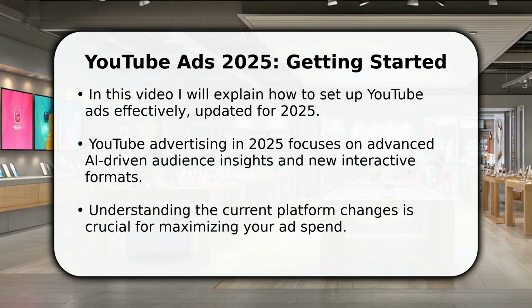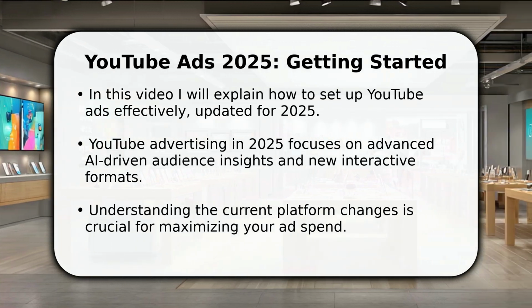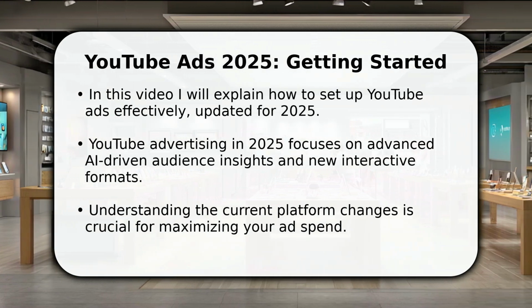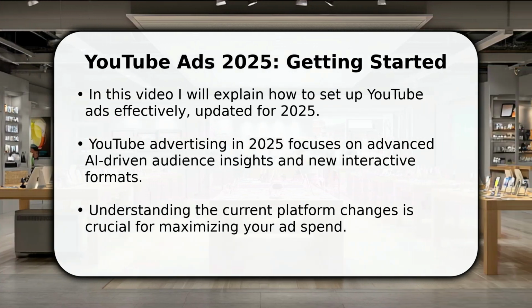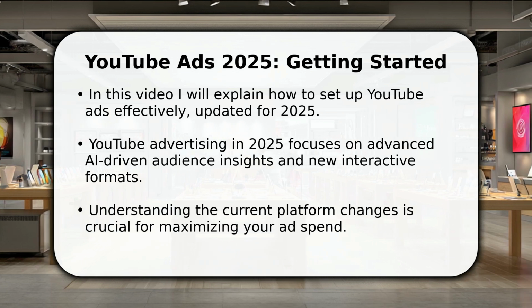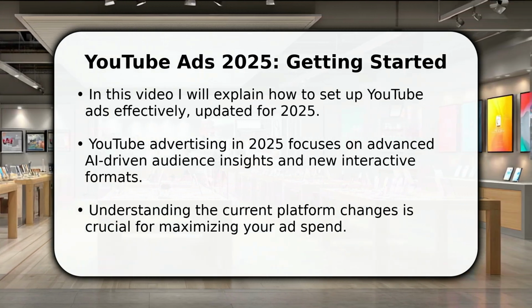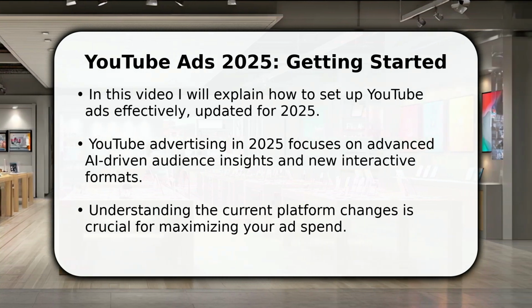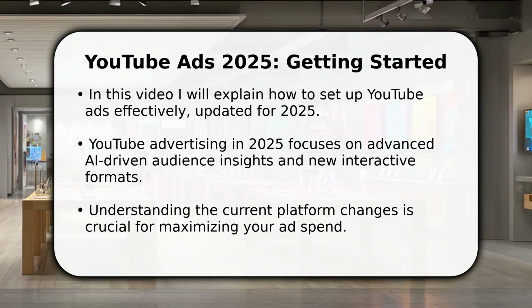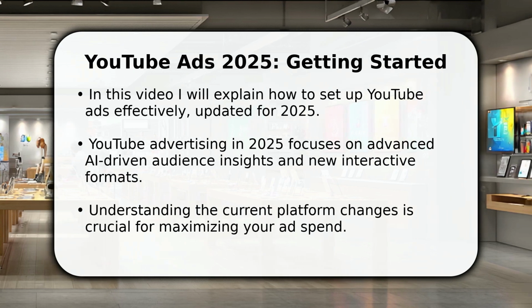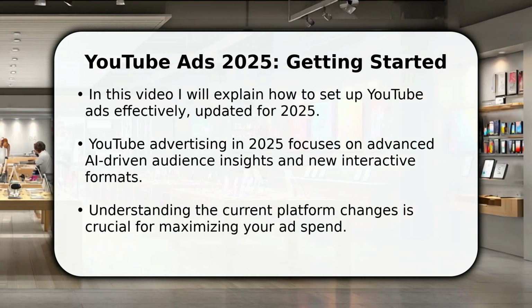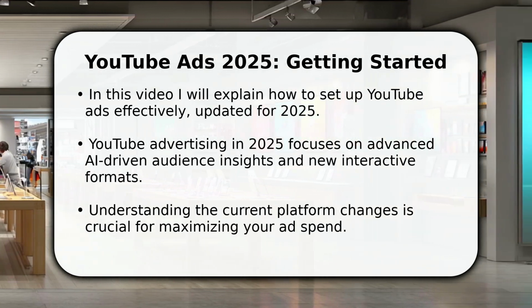You'll then choose your campaign objective, such as sales, leads, or website traffic, which guides the ad format suggestions. Remember, a clear objective helps Google's algorithms optimize for your desired outcome more efficiently. This initial step lays the groundwork for all your subsequent targeting and bidding decisions, so choose wisely.